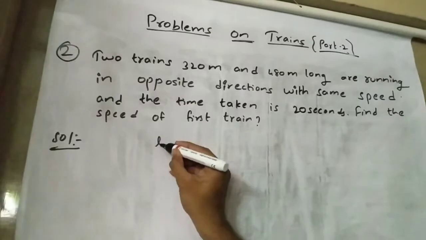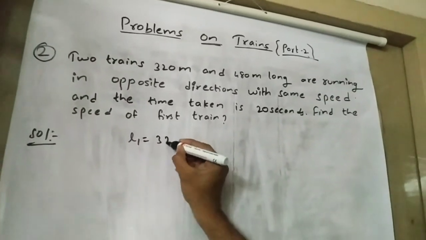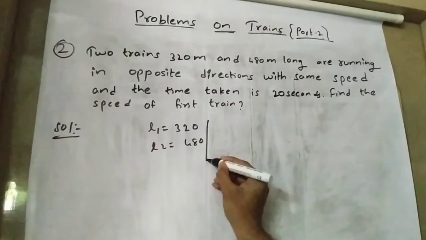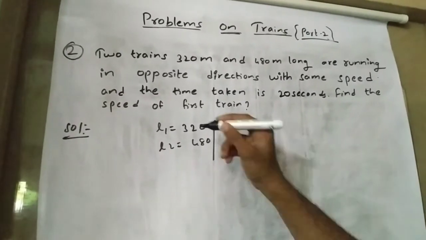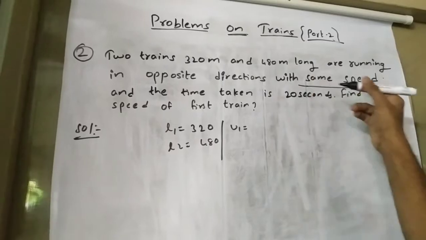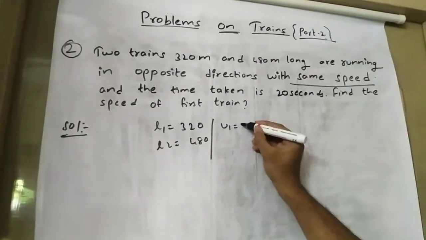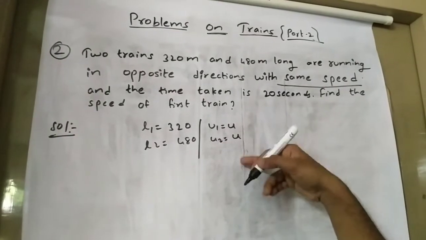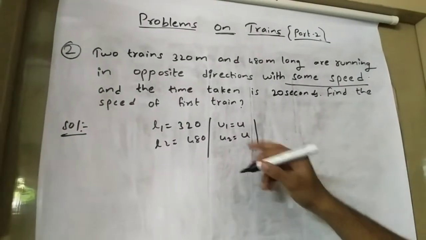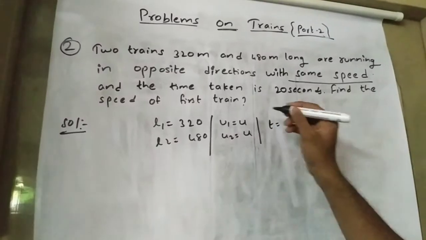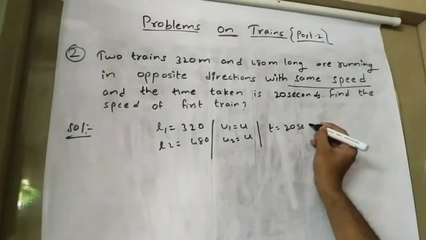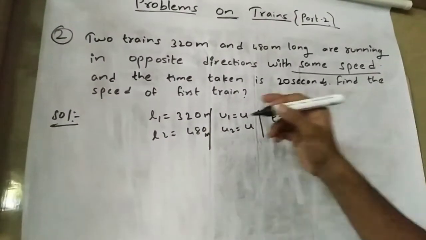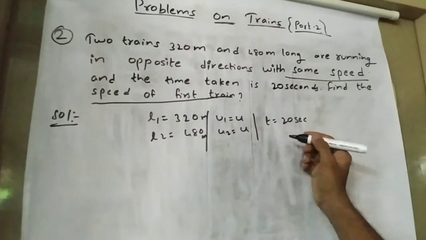So the given length of the train L1 is 320 meters and L2 is 480 meters, and the speeds of the trains U1 and U2 are the same, let it be U, because both are at the same speed. They have also given the time taken is 20 seconds. We are asked to find the speed of the first train.